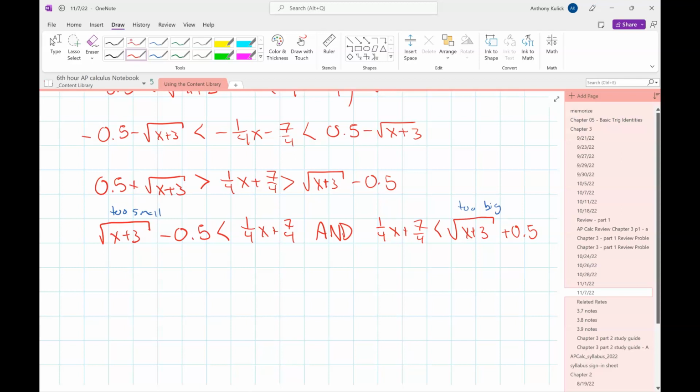So again, we're going to get the square root part by itself. So I'm going to add a half to both sides. What's 7/4 plus a half? It'd be 9/4. Sheepers creepers, guys. Oh, no. That guy right there. That's okay. Mr. Kulik's on it today.